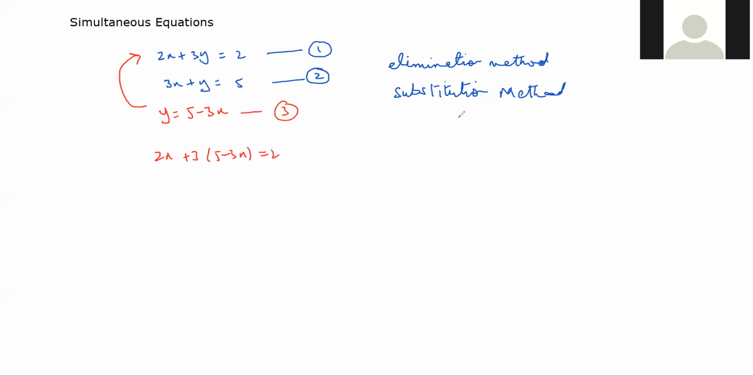Okay. Then there is a graphical method, where you plot both the lines on a graph paper, and then you see that if they are intersecting, that point of intersection is the solution of these two equations. Okay? There is a matrices method as well, but we don't use this in both maths and add maths now.